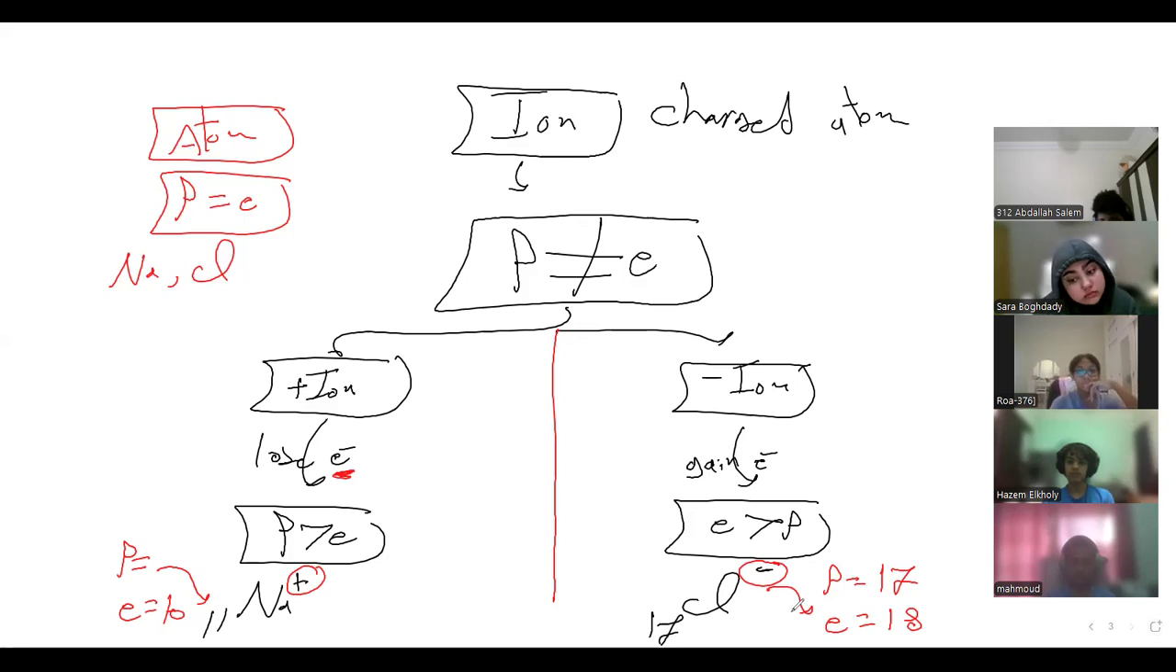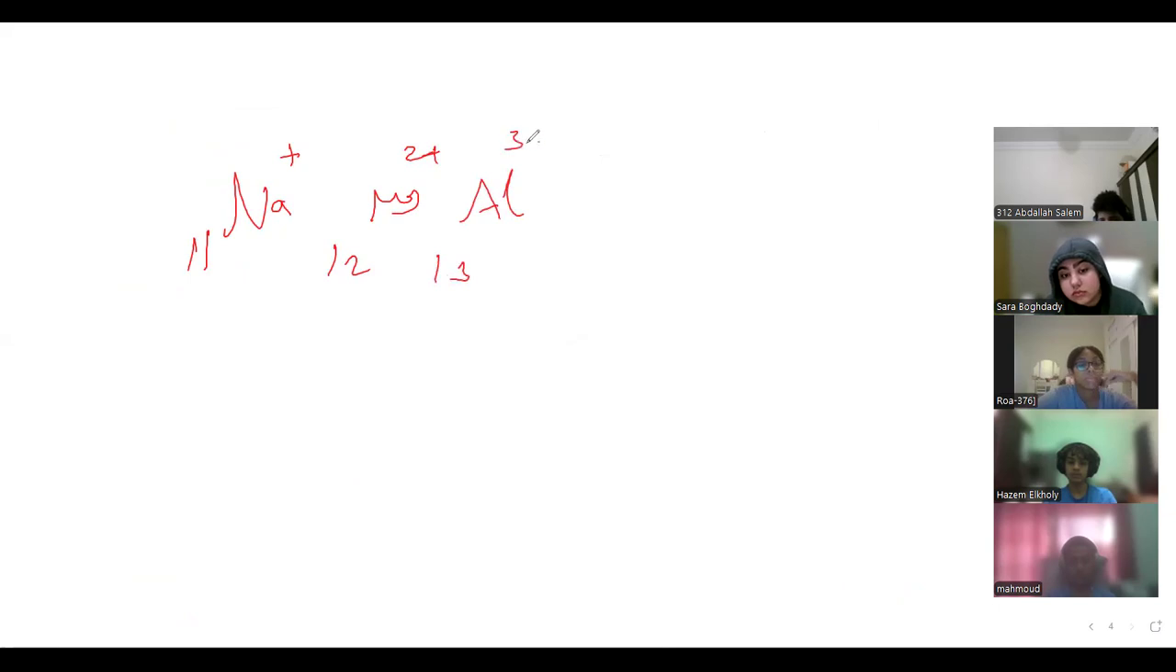Okay, what is the number of protons and electrons in each of the following? Na 11 positive, Mg 12 2 positive, Al 13 3 positive, N 7 3 negative, O 8 2 negative, F 9 1 negative. Try to make this now.